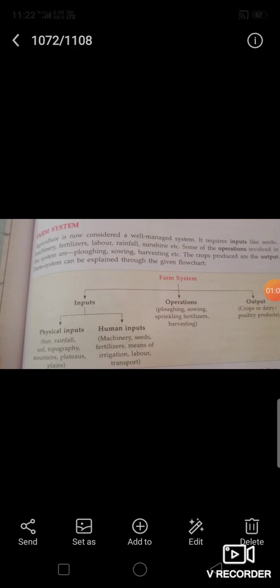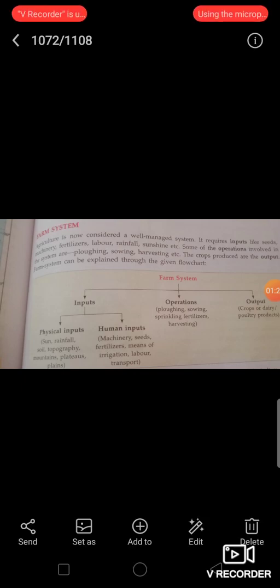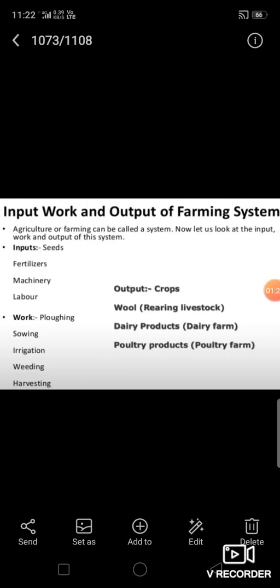Now the farm system can be explained through a flow chart. In this flow chart, we see that the farm system is divided into three: inputs, operations and outputs. Inputs are also divided into two: physical inputs and human inputs. Physical inputs: sun, rainfall, soil, topography, mountains, plateaus and plains. These are the physical inputs.